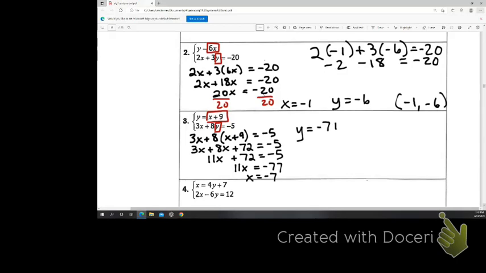So the easiest place to find y would be negative 7 plus 9. So then y is 2. So negative 7 and 2. And then if I am to check, if I want to make sure that my answer is right, I'm going to do 3 times negative 7. That's negative 21. Plus 8 times 2 is 16. And I can check and make sure that that does indeed equal negative 5. So that part is just checking that answer.